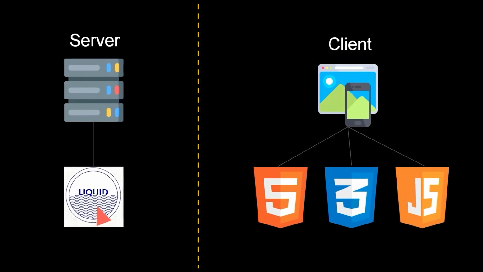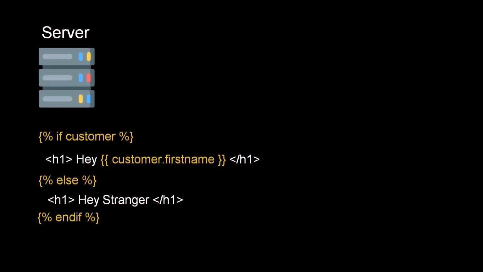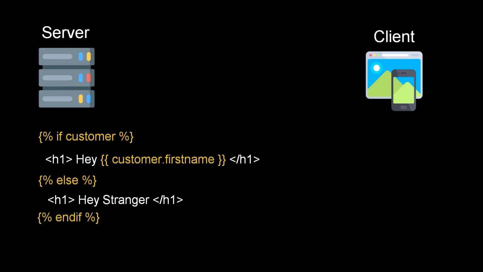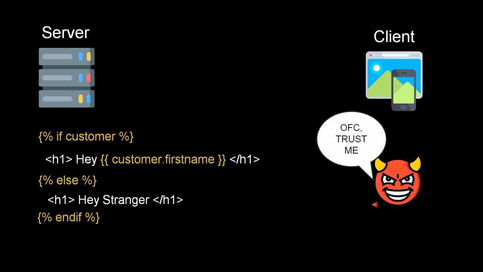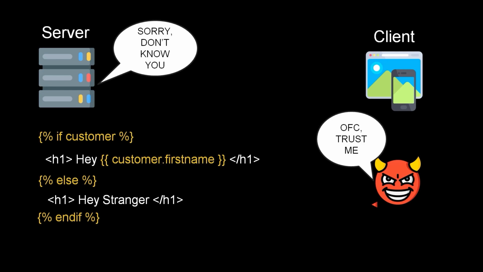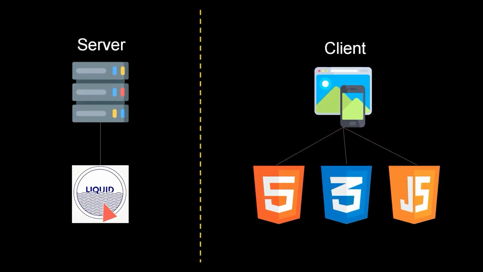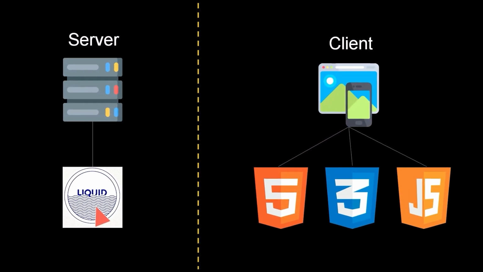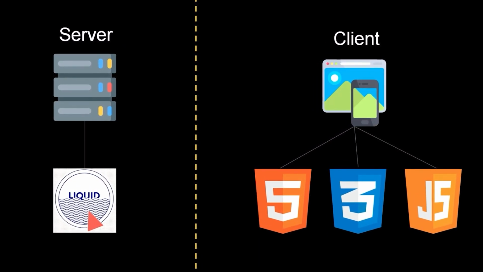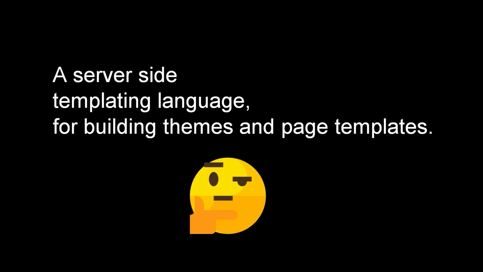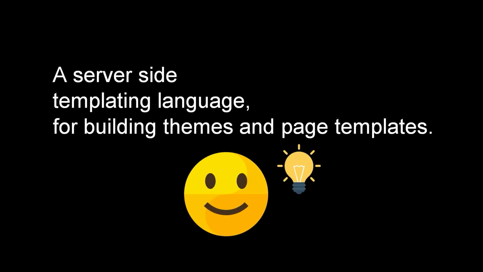And that's not only very important, it's also a good thing, because when it comes to things like this if statement here, is the current user a logged in customer or not, then this decision shouldn't be made by the user itself. That would be a big security issue. And only the server should be able to decide if someone is logged in or not. And that's why Liquid is called a server-side templating language, because it's literally executed on the server side and not on the client side like HTML, CSS, and JavaScript are. And with that, my friend, we have all the pieces together. Liquid is a server-side templating language for building themes and page templates.